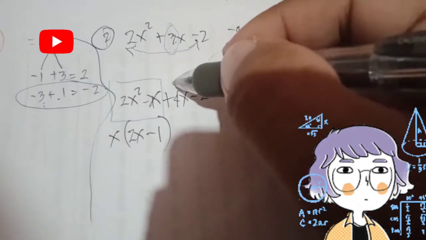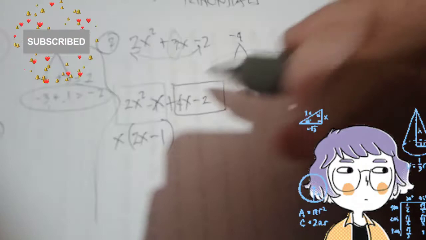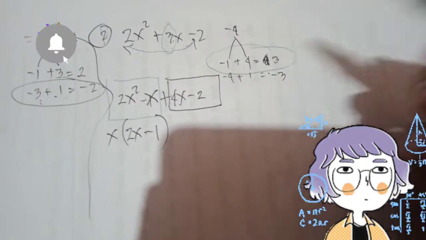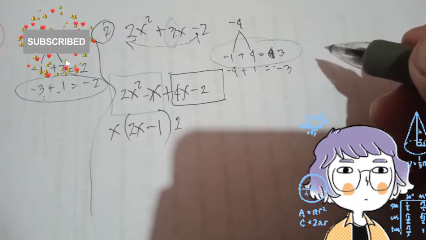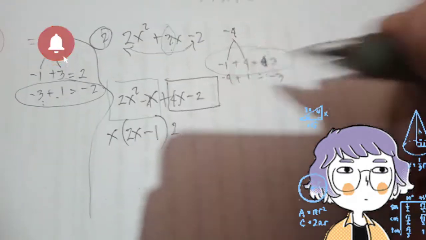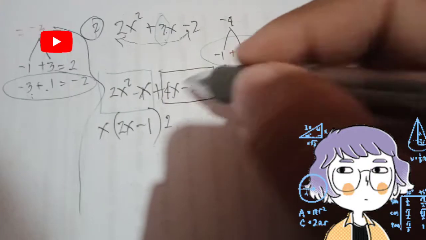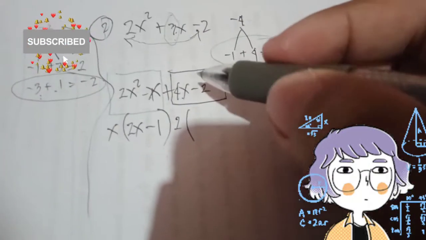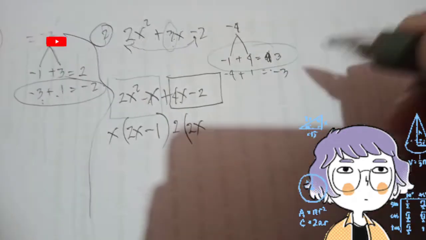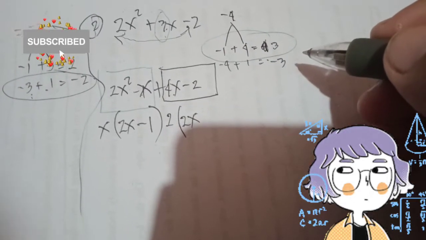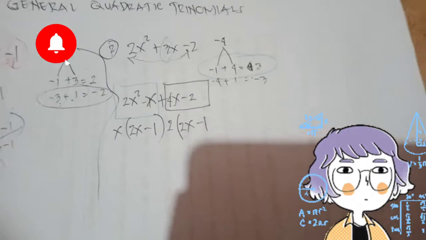For this other pair, we also have to factor. What is the common factor for 4x minus 2? I'm sure that it is 2. So 4x divided by 2 is 2x, then negative 2 divided by 2 is negative 1.